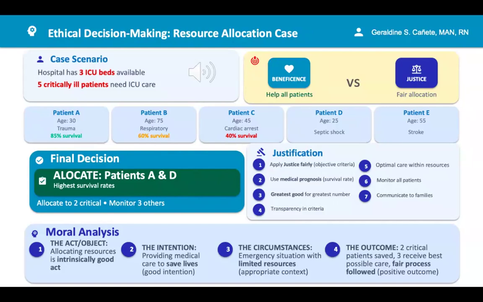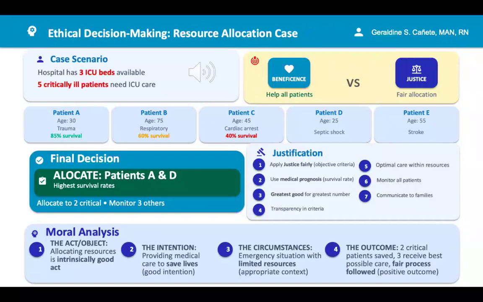Let's break down the moral analysis using our framework. For the act or the object, which is allocating scarce ICU beds based on the objective medical criteria, the survival rate, the act itself is a structured approach to resource allocation. Okay? The intention is to save the most lives possible with the limited resources available. The intention is to maximize the number of survivors in this case.